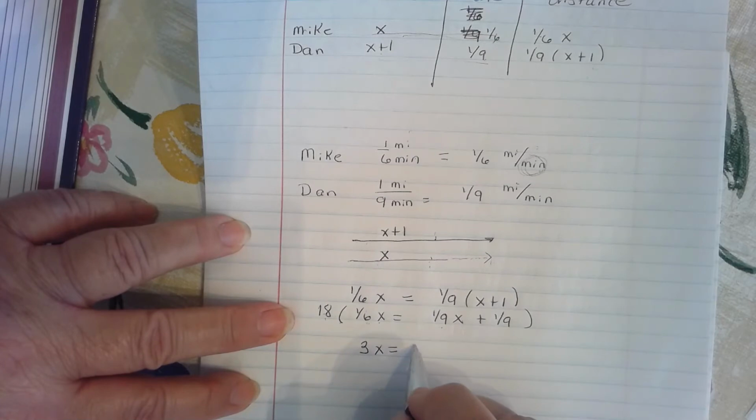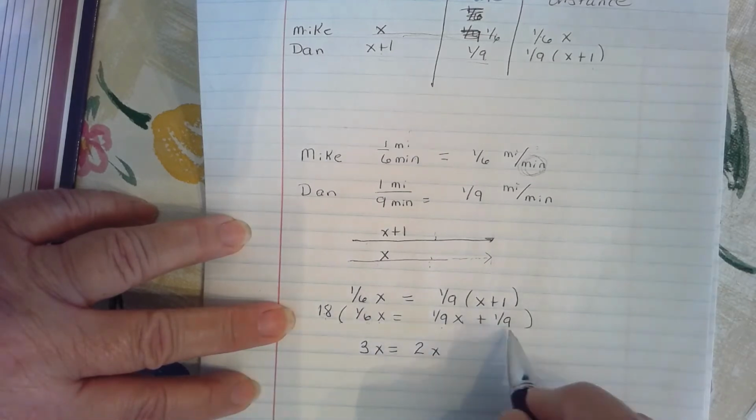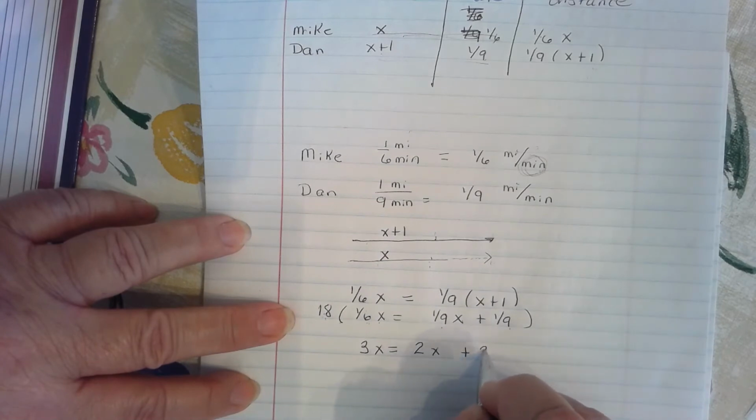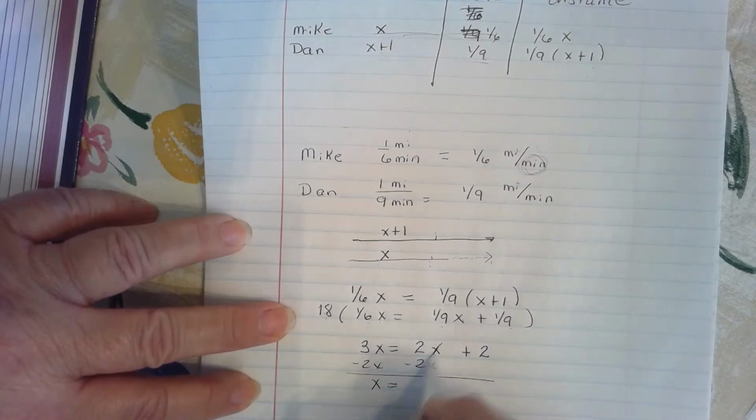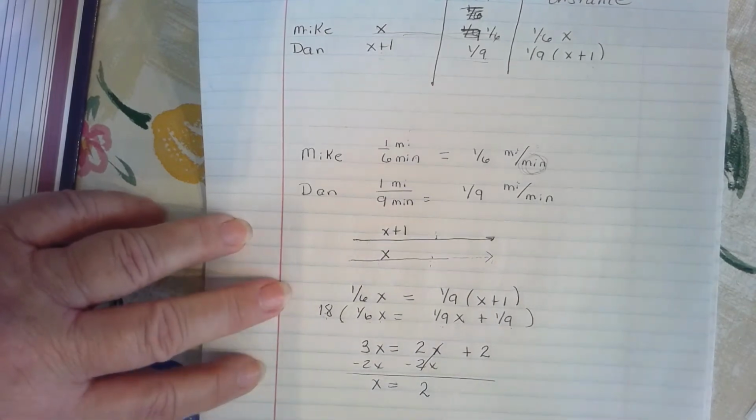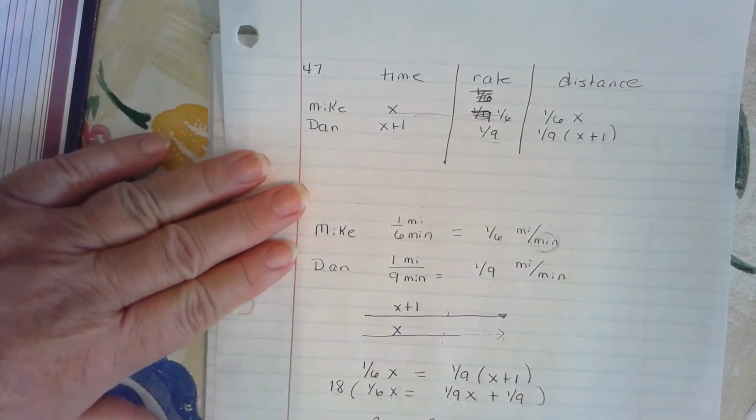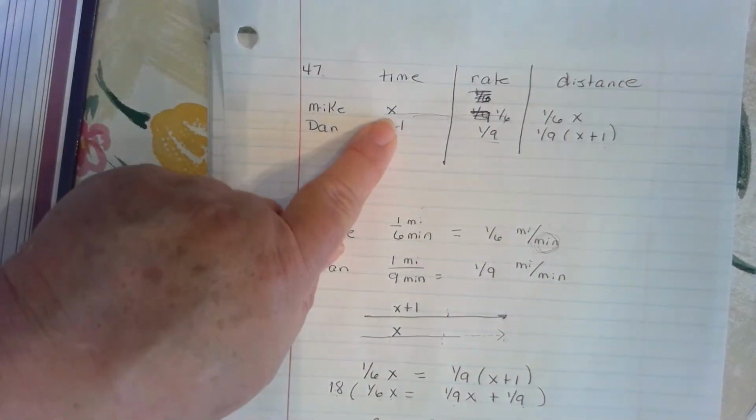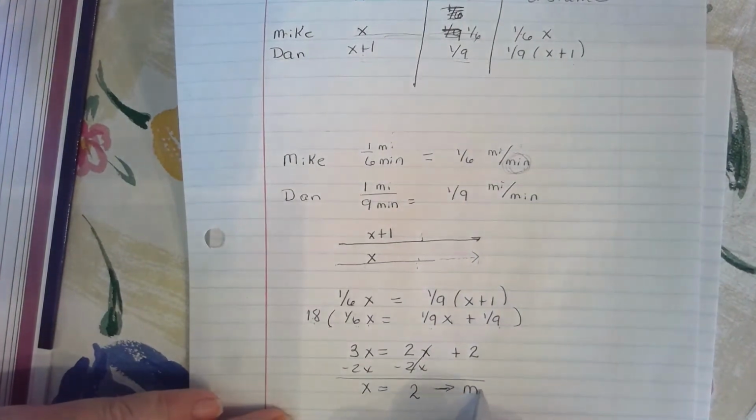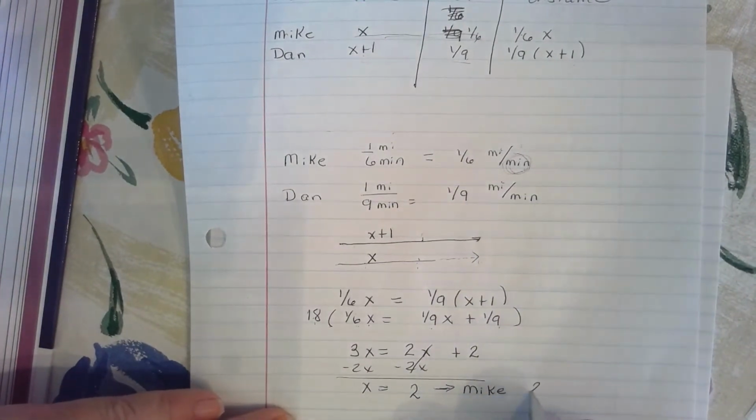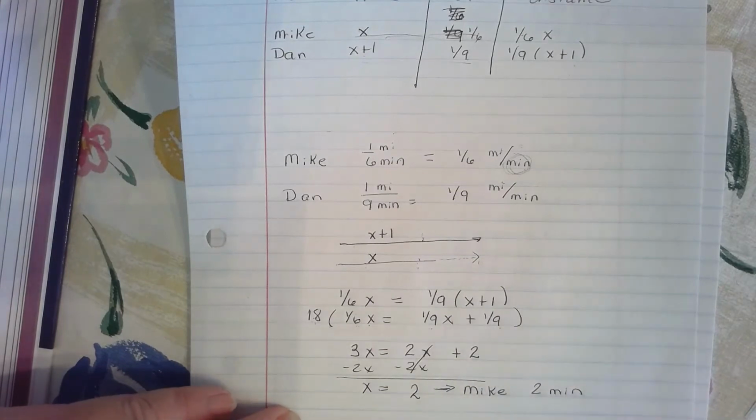18 times 1/9 becomes 2 times X. And 18 times 1/9 is just 2. Now I'm going to subtract 2X from both sides and get X equals 2. Well, let's go back to the chart and see what X represented. X was Mike's time. So this tells me that Mike is going to travel for 2 minutes.